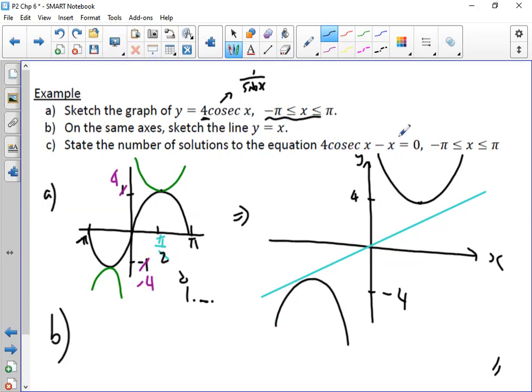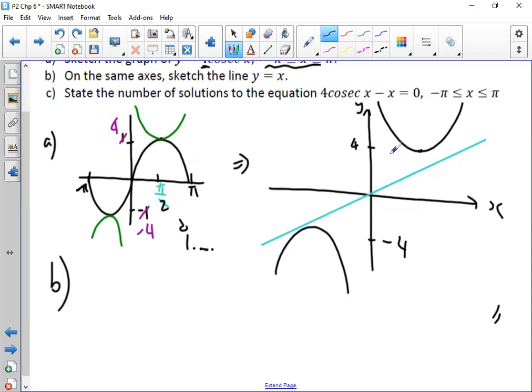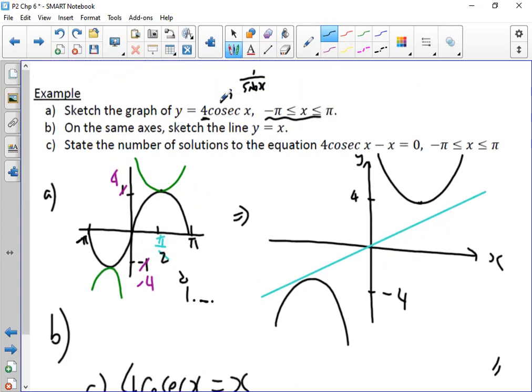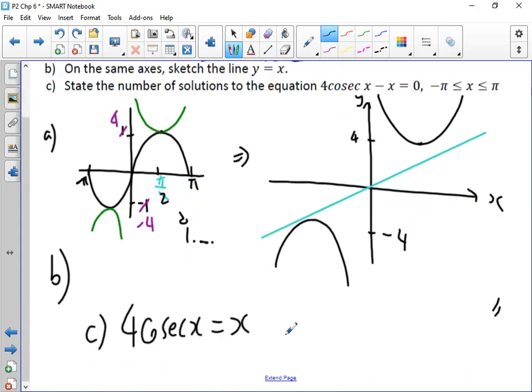The answer is, now if you try to rearrange the minus x from the left-hand side to the right-hand side, so question C, you get this: 4 cosec x equals x. And if you look at the equation of part A, the function 4 cosec x, that's the function from part A. And for part B, y equals x, that's the function of part B.